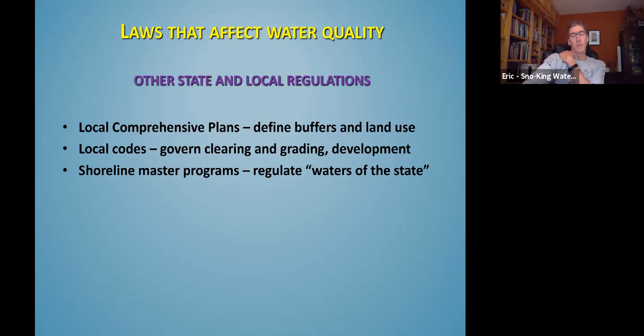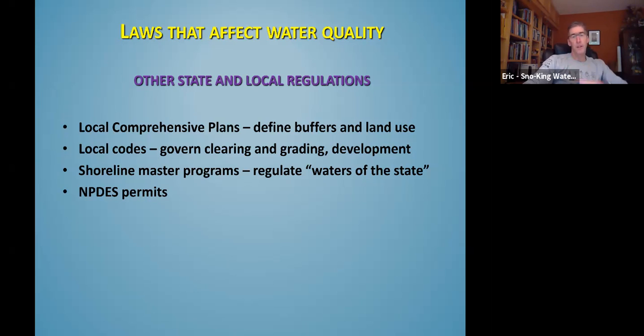Periodically, there's an update to a regulatory program called Shoreline Master Programs that regulate waters of the state. So there's a definition of waters of the state, but generally it's larger streams, in some cases large streams, rivers and lakes are considered to be waters of the state. And so that program also governs things like buffers and what development can happen next to creeks. So that also has an effect on water quality.